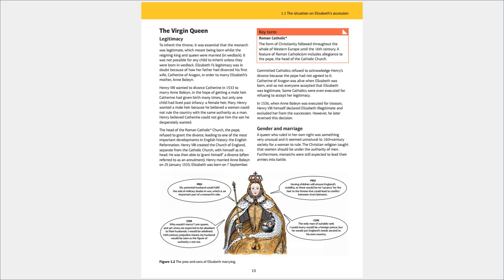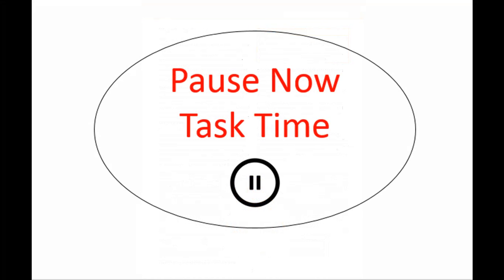So you're going to pause me, you're going to read that information, you're going to answer the question: how does her family background and how does her gender cause problems for her in the early part of her reign? And in fact, it's a problem that continues throughout the rest of her reign as well. So pause me now and then read that information and answer the question.